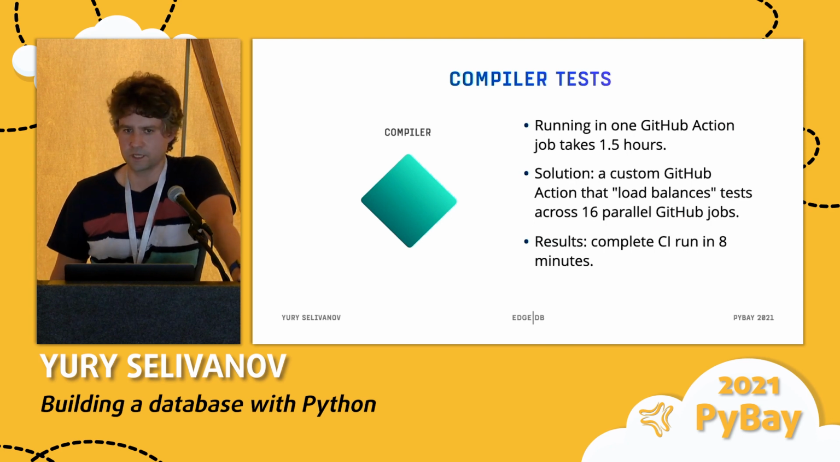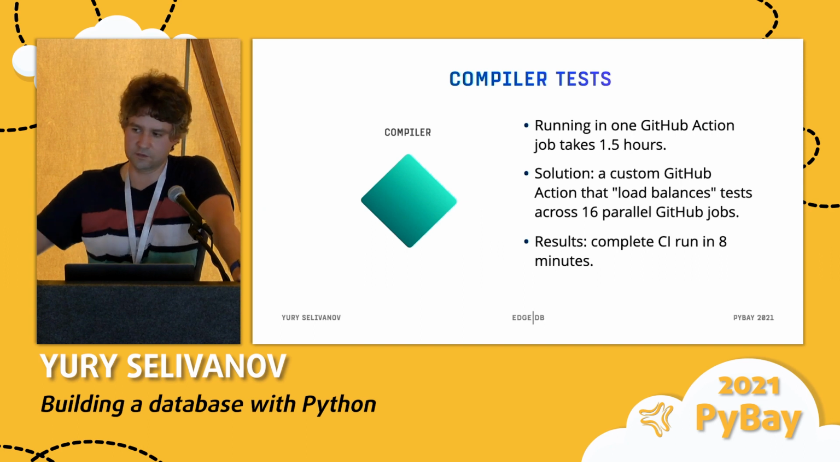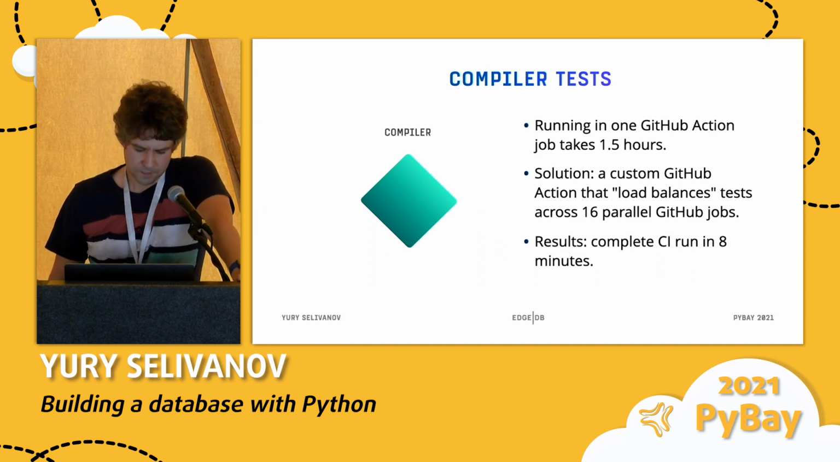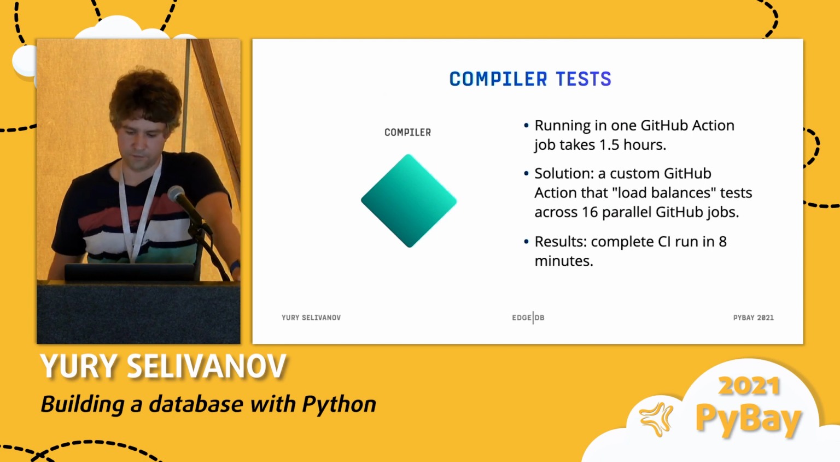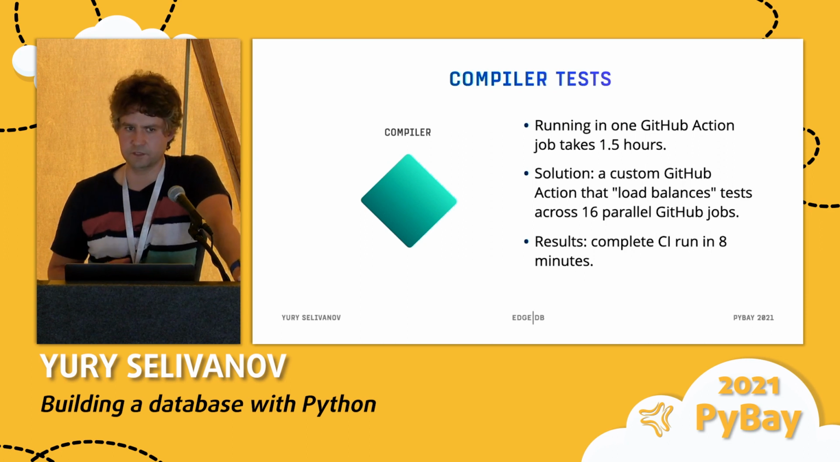So if you look at any HDB PR, you will see that there are like 18 CI actions just running in parallel. And that brings down the current CI time to just 8 minutes from 1.5 hours, which is also amazing. And I haven't seen projects do it this way.